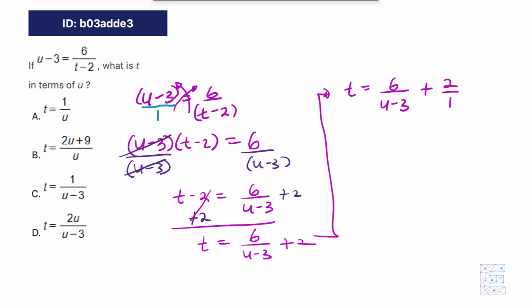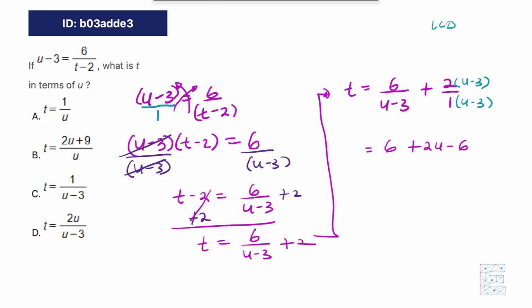Now we are adding fractions here. Remember, when you're adding two fractions, you need to find the least common denominator. We need to make this denominator the same as that one. So what do we do? We are going to multiply the second fraction by u minus 3. And let's see what happens. It'll be 6 plus 2u minus 6.